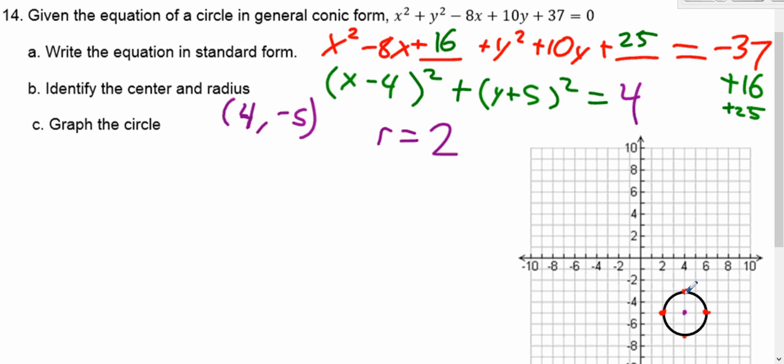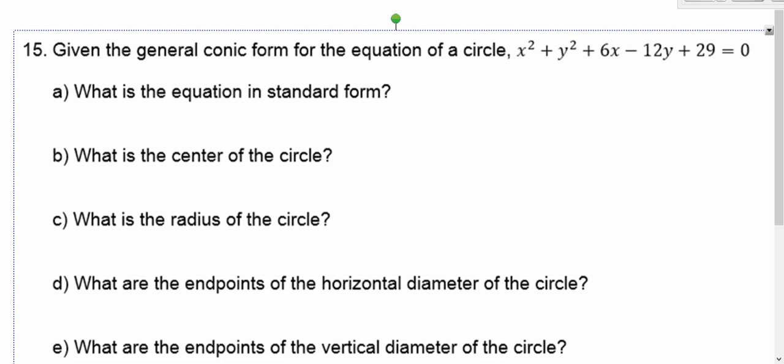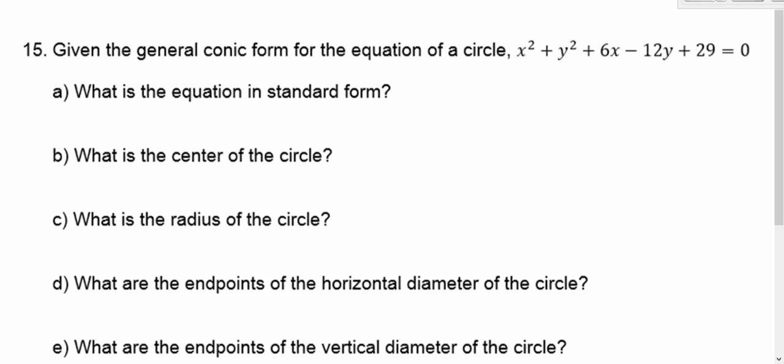When you have an equation that asks for the coordinates of the diameter, it's these 4 points that we just graphed. The horizontal diameter are these 2 points. The vertical diameter has those 2 endpoints. So here we are in the next question. That's exactly what we're going to be doing at the end.